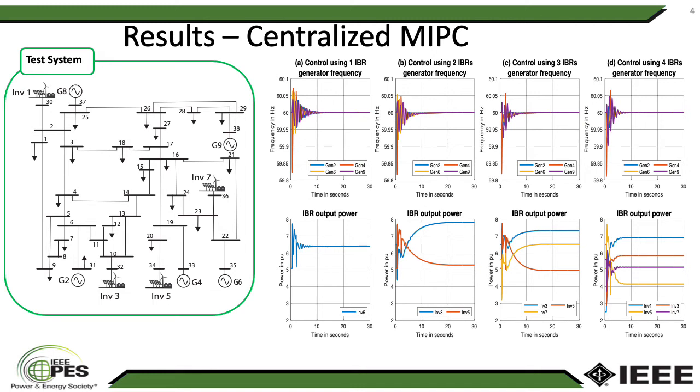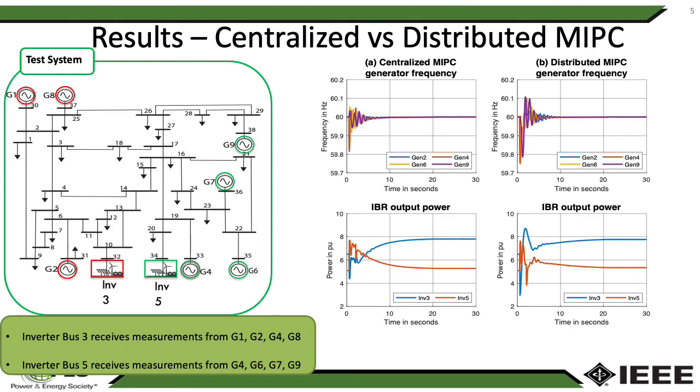The same process occurs when there are 3 and 4 inverters participating, as shown in the middle right and rightmost plots. It can be observed that an increase in the number of inverters does not adversely affect the overall performance of the controller, and the inverters are able to work in tandem to share the responsibility of quickly minimizing frequency oscillations in the network. We test the performance of the distributed MIPC algorithm on the same system and compare its performance to that of the centralized algorithm.